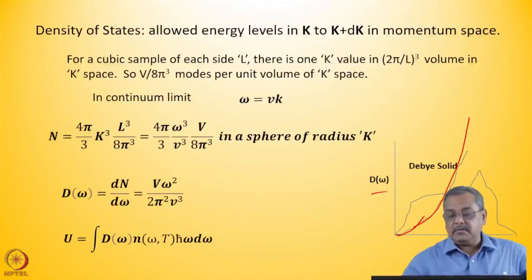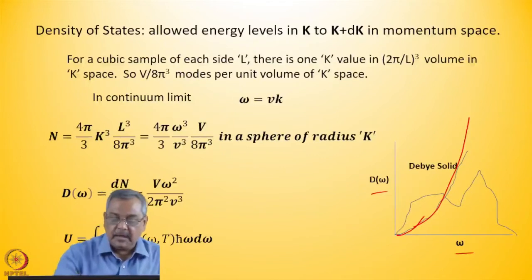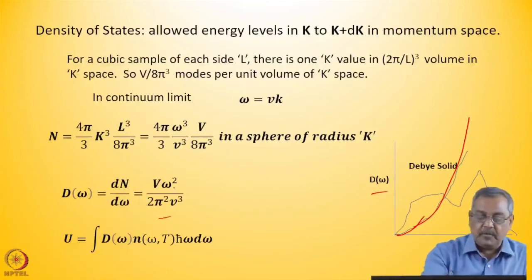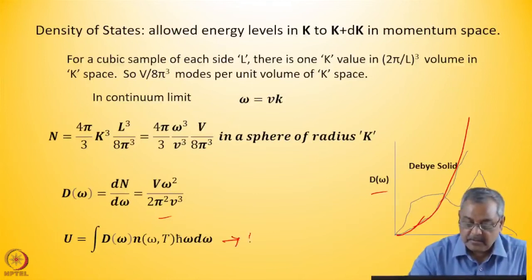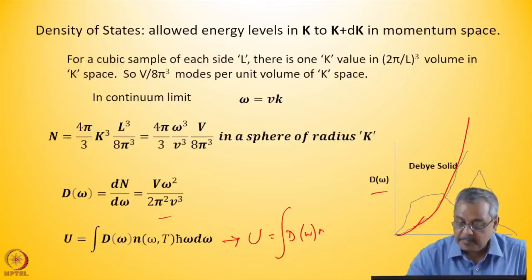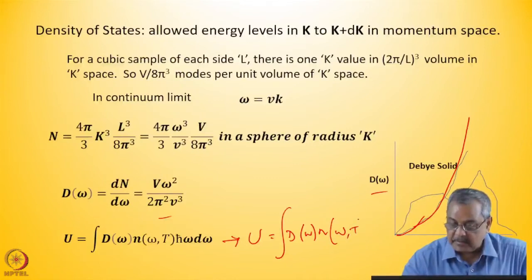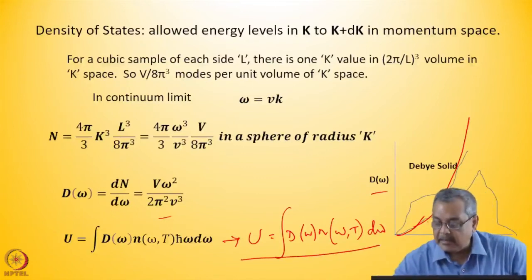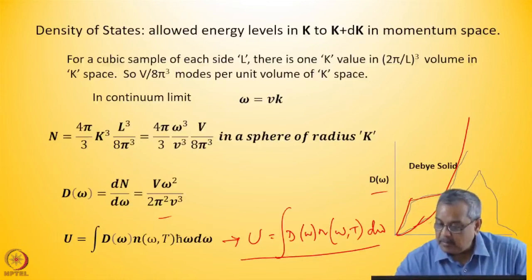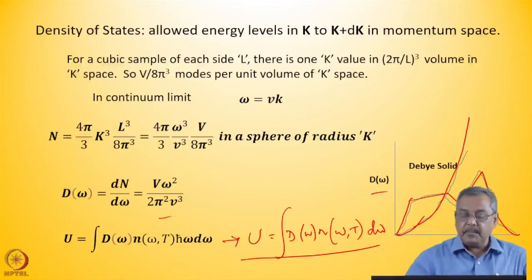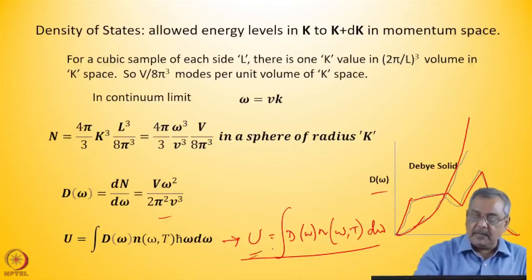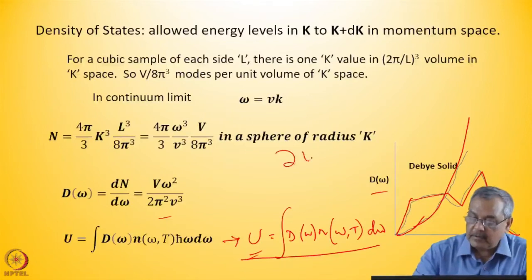But in actual crystalline solids, this relationship is not so simple. So here, as I wrote, g of omega d omega equals V omega square by twice pi square v cube from that relationship, and it gives me my omega square relationship. And the internal energy is given as an integration over the density of states, times the number of phonons present at that frequency omega and temperature T, d omega. That gives me the internal energy of the system. But in reality, in case of a real solid, we have a density of states which might look different. And actually, we need to measure the density of states, which I will show you shortly, in case of phonons, to find out the internal energy. For example, if I know the internal energy, I can find out the specific heat from dU by dT, which is important for many of the phase transitions.